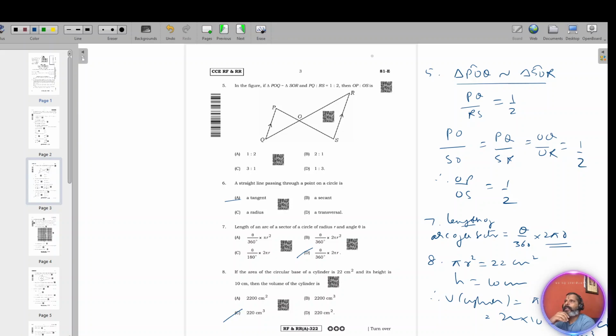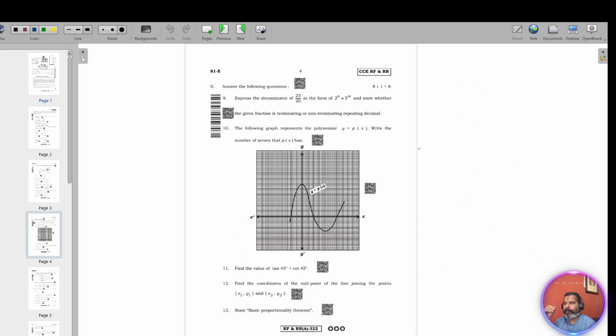We'll move to the next. MCQs are done. Second main, ninth one. Express the denominator in the form 2 to the power m, 5 to the power n. It is not in the syllabus, but still we can try it. So 20, you write 2 times 10, 2 times 5. That becomes 2 cubed into 2 to the power n into 2 squared into 5 to the power 1. Okay, that's it. And state whether the given is a terminating or non-terminating repeating decimal.